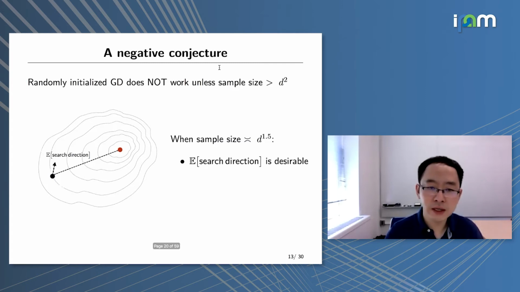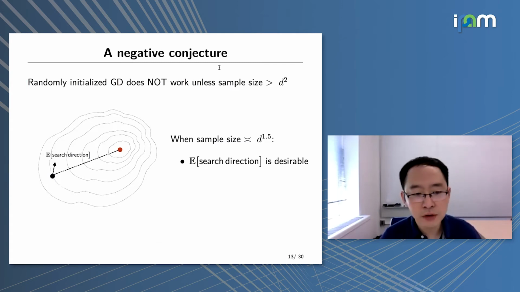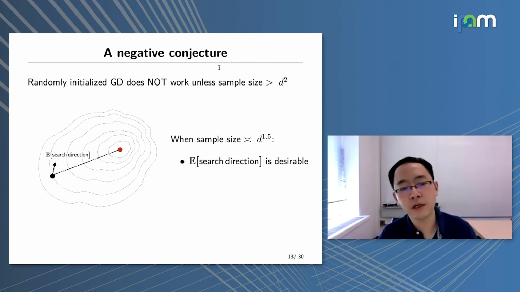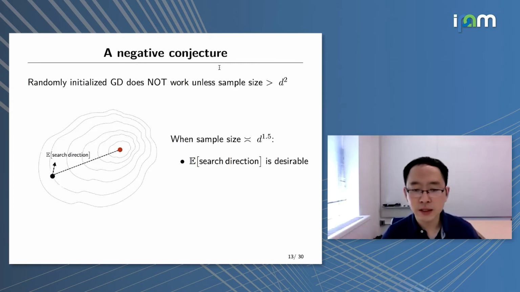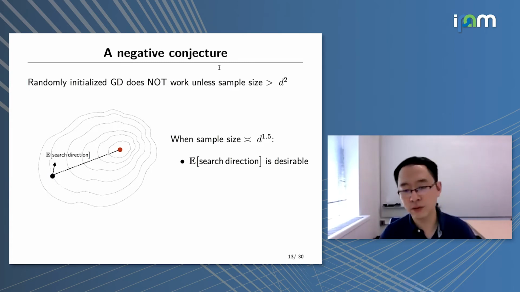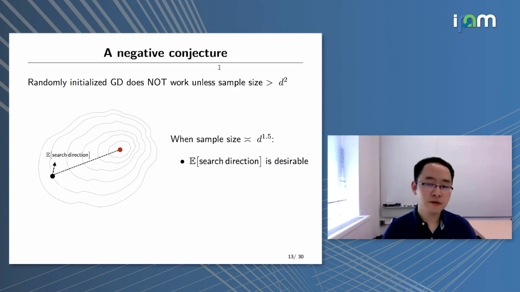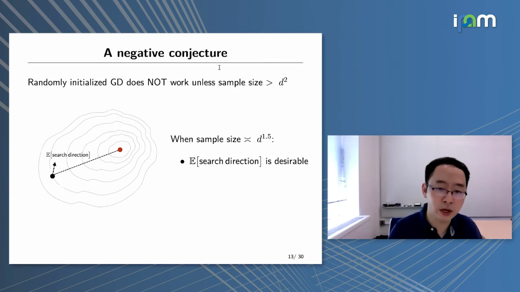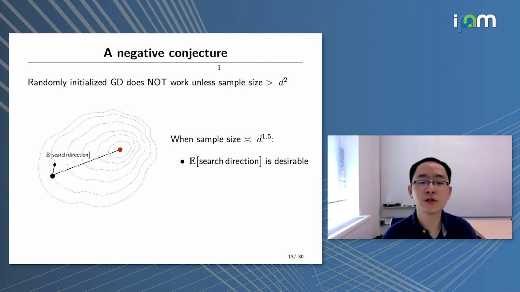Why is this true? Let me try to quickly point out the issue with randomly initialized gradient descent. Suppose that we have a sample size approaching the computational limit, which is d to the 1.5. If you start randomly, and you check the search direction at the beginning, if you compute the expectation, it is actually a good direction. If you compute the expected direction, you can show that it is making progress. It is taking you a little closer to the ground truth, which is the desired direction.